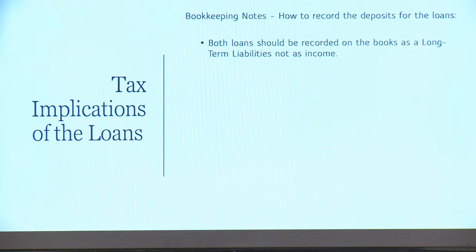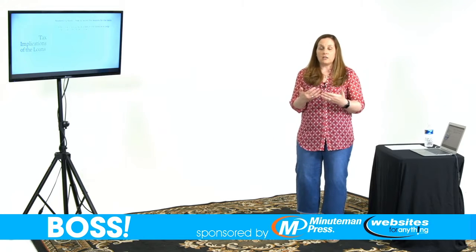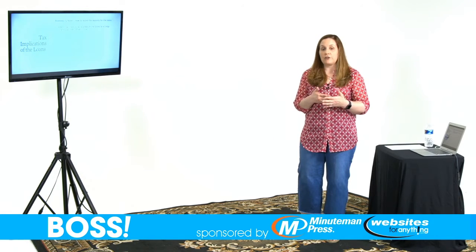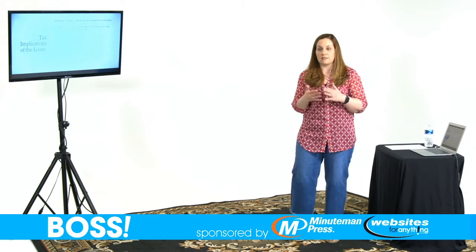So both loans should be recorded on the books as long-term liabilities, not as income. Long-term liabilities is a loan or a note payable that is longer than 1 year. Short-term is less than a year.